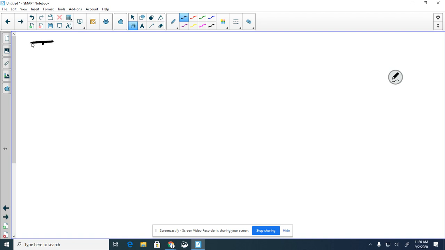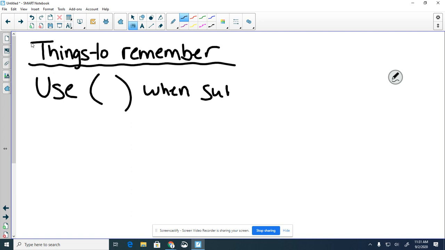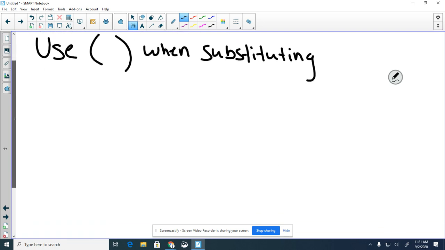What I hope you remember, things to remember. Use parentheses when substituting. Okay? You have to get in the habit of using parentheses when you substitute into an expression.